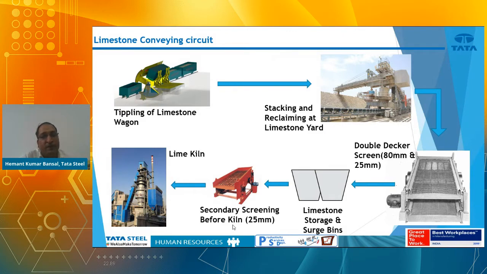Again, after that, material is sent to secondary screening. Material below 25 is sent to the sinter plant, and the remaining material is charged to the lime kilns.